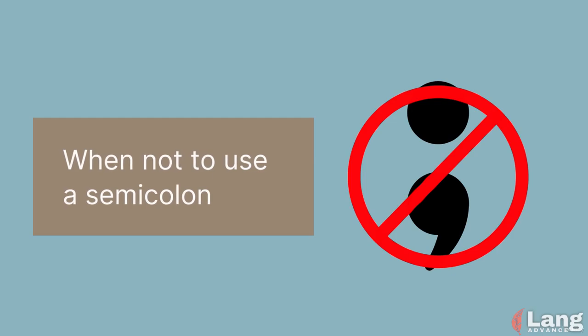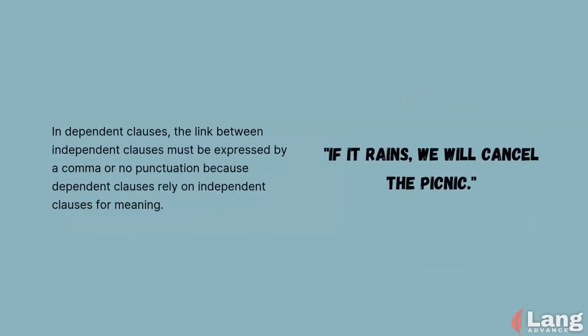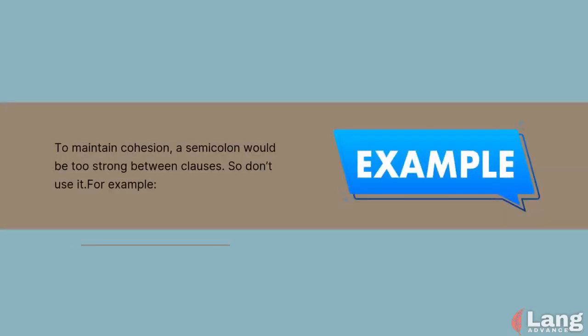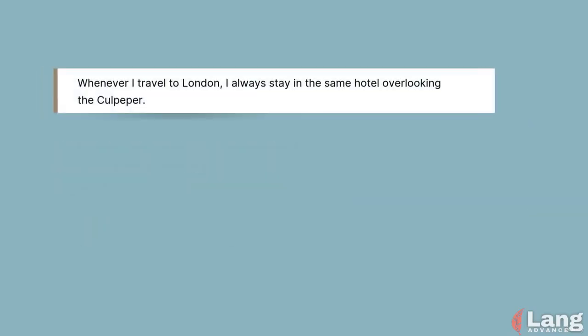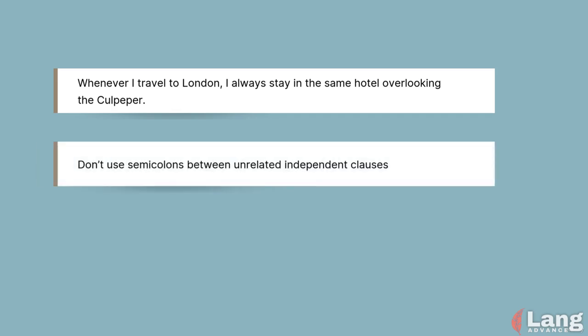When not to use a semicolon? With a dependent clause, the link between clauses must be expressed by a comma or no punctuation, because dependent clauses rely on independent clauses for meaning. To maintain cohesion, a semicolon would be too strong between clauses, so don't use it. For example, whenever I travel to London, I always stay in the same hotel overlooking the Culpeper. Don't use semicolons between unrelated independent clauses.